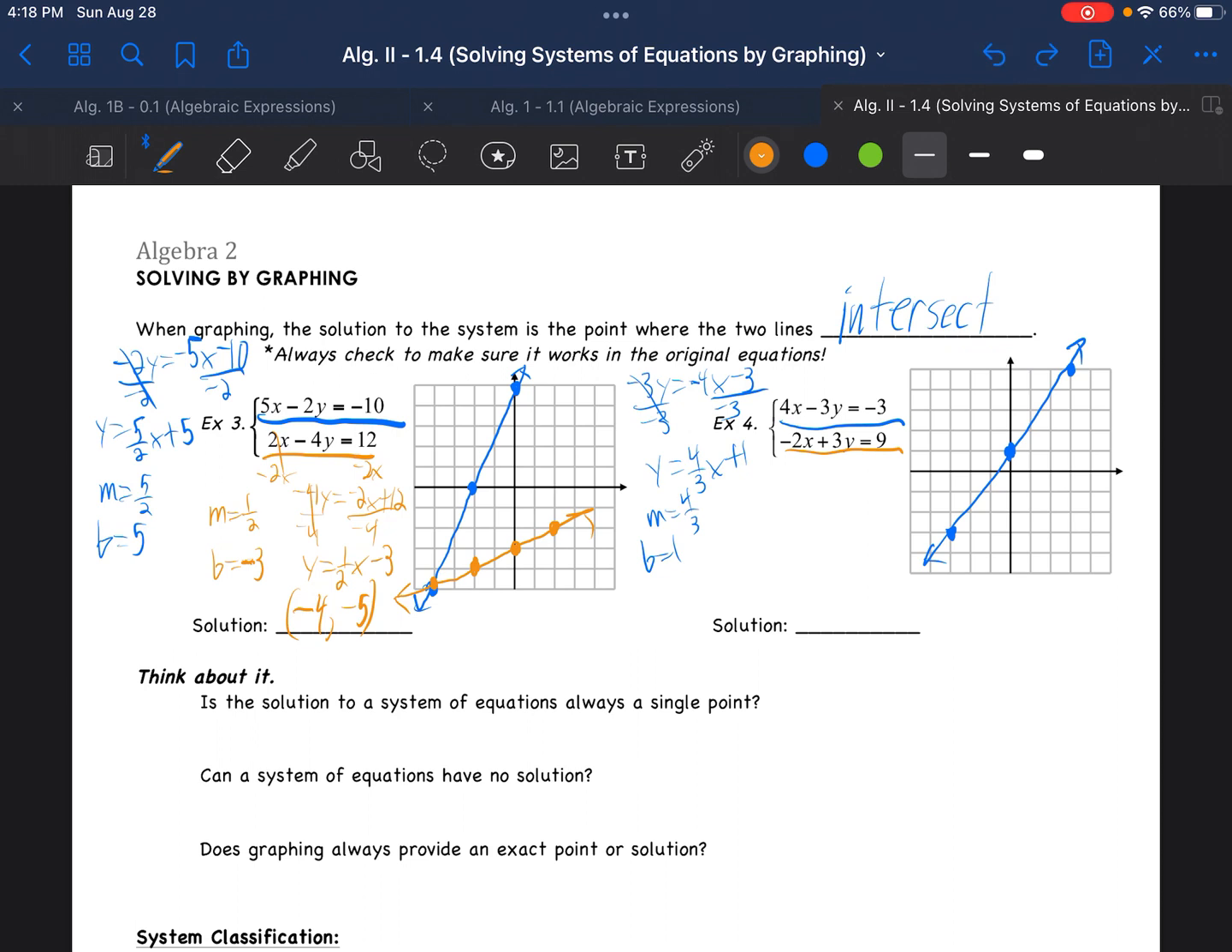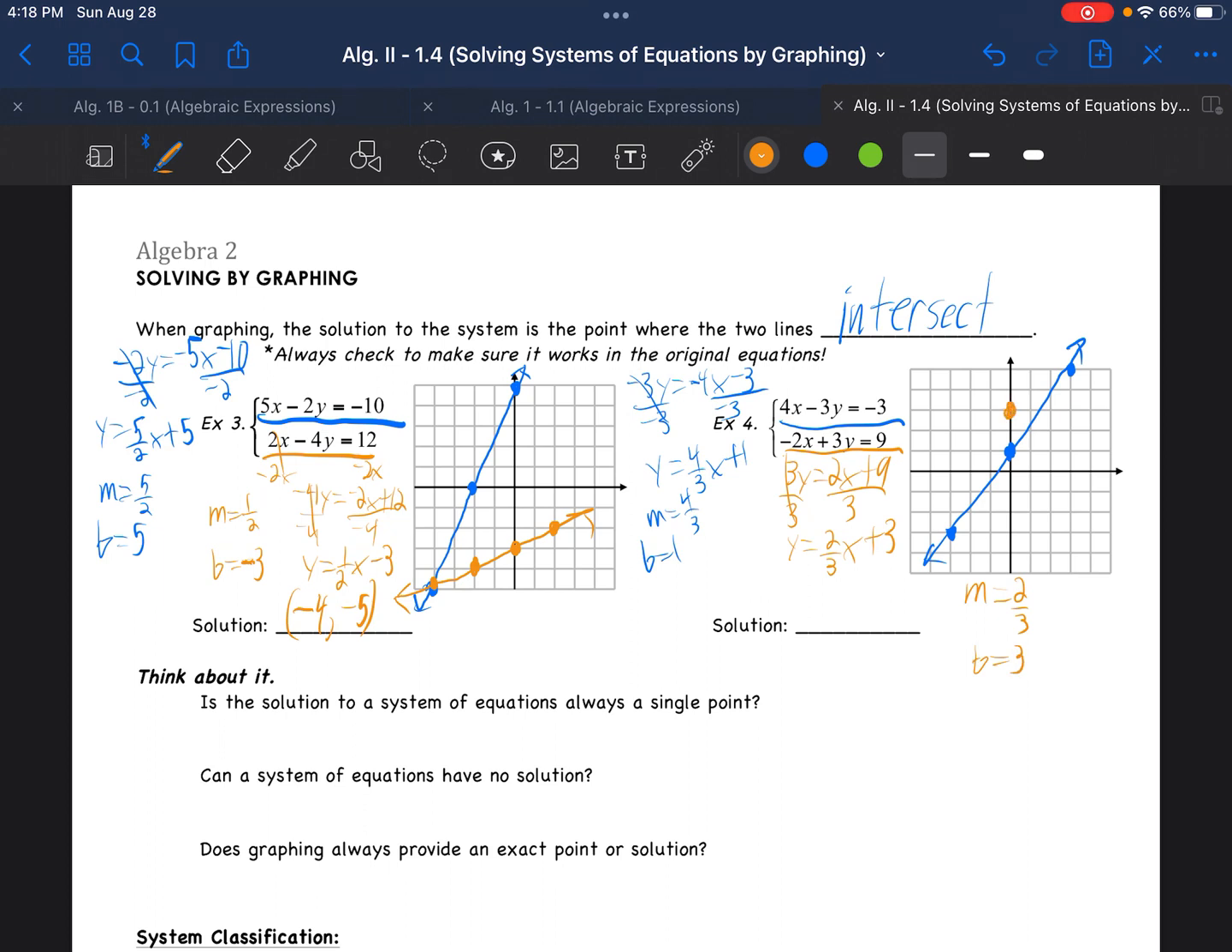The second equation, start out by moving the x. This time we're going to add 2x because that is negative. So we'll have 3y equals positive 2x plus 9. Then I'm going to divide both sides by 3, and absolutely everything gets divided. So I get 2/3 x plus 3. So this gives me an m of 2/3 and a b of 3.